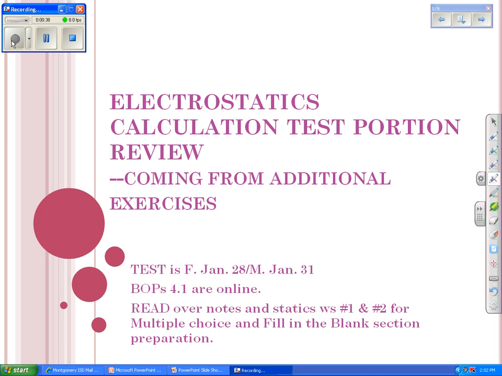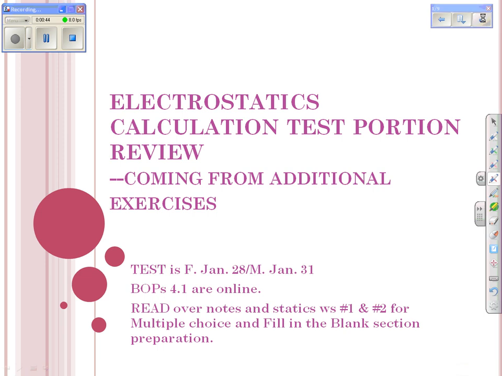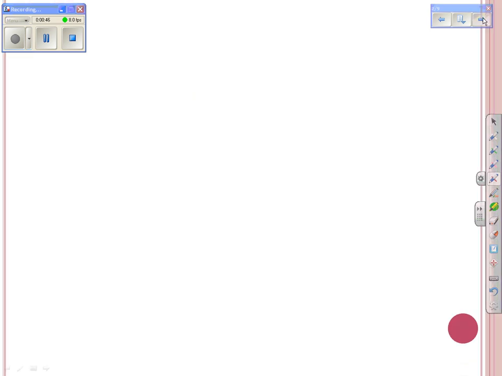Now, I'm not doing all of the problems. I'm just going to do some of them on this review. So let's get started. Okay, the first one that I'm going to start with is number 1. Number 1 and 2 are very similar, so I'm just going to do number 1. So let me start with my color over here.